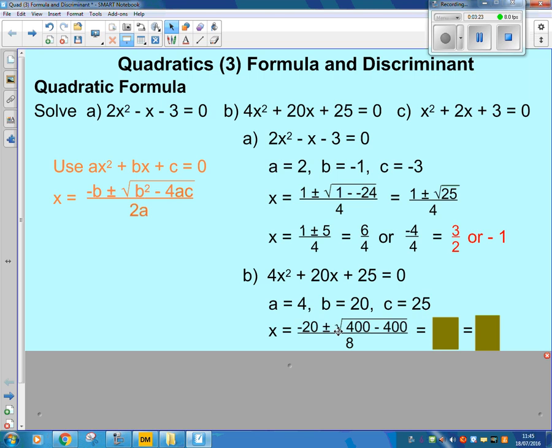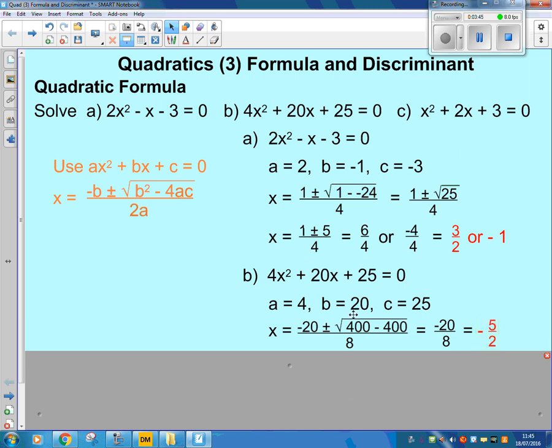Now notice, this time the part in the square root is 400 minus 400, so that goes to 0, so you're going to be left with minus 20 plus or minus 0 over 8. Well, adding or taking away 0 has no effect, so you're left with minus 20 over 8. Just for one solution, let's cancel it by 4 though to get minus 5 over 2.